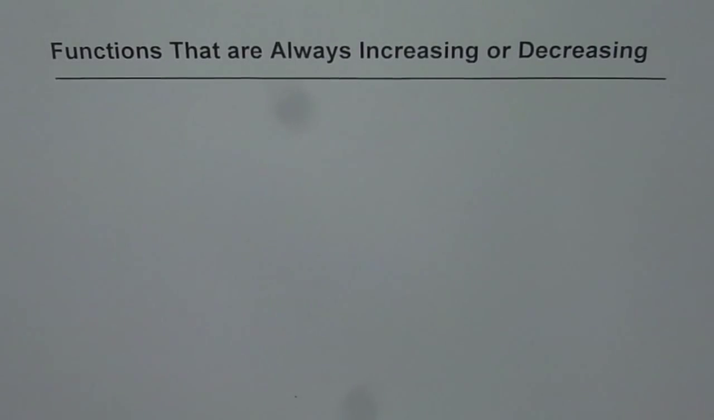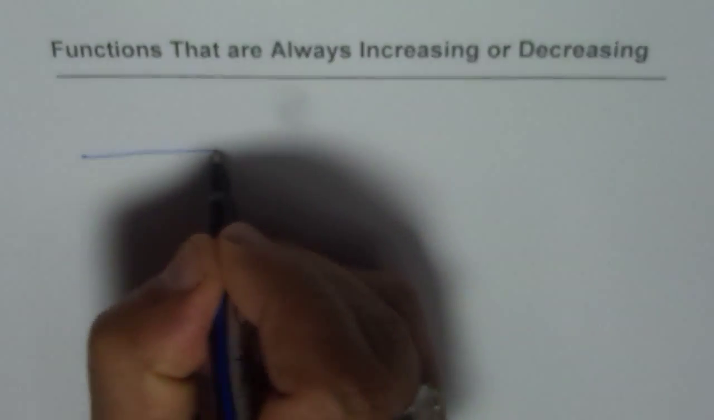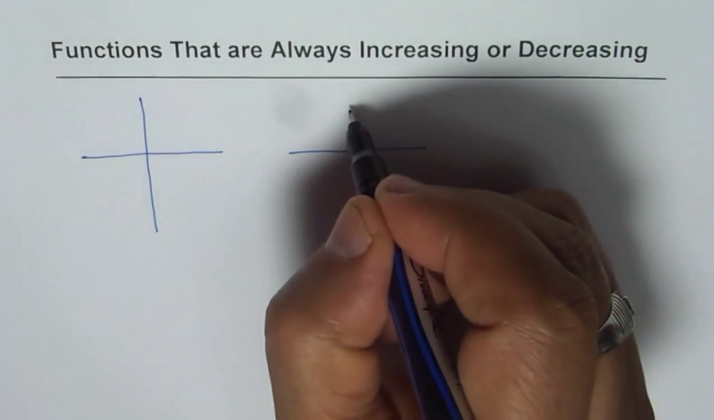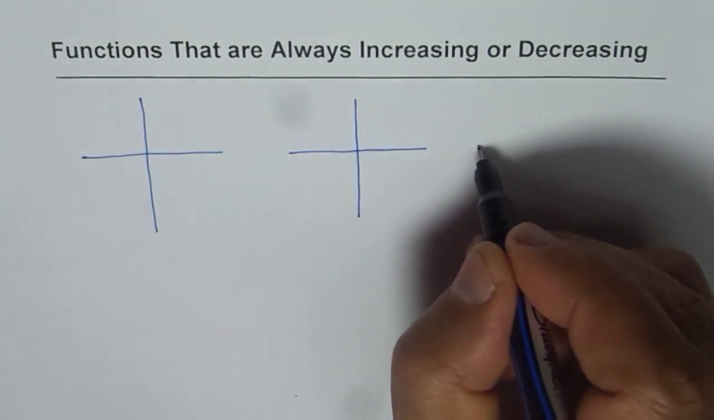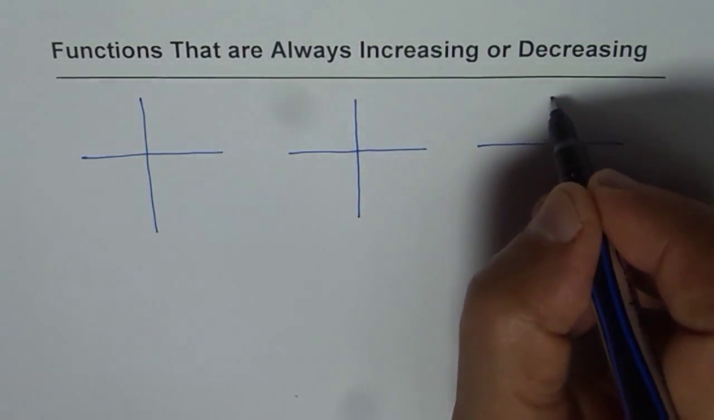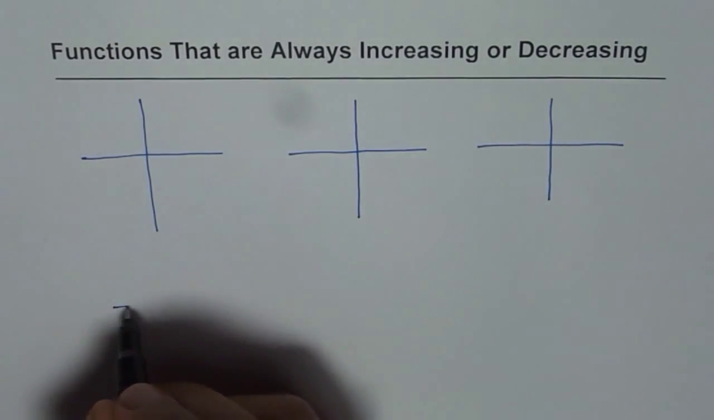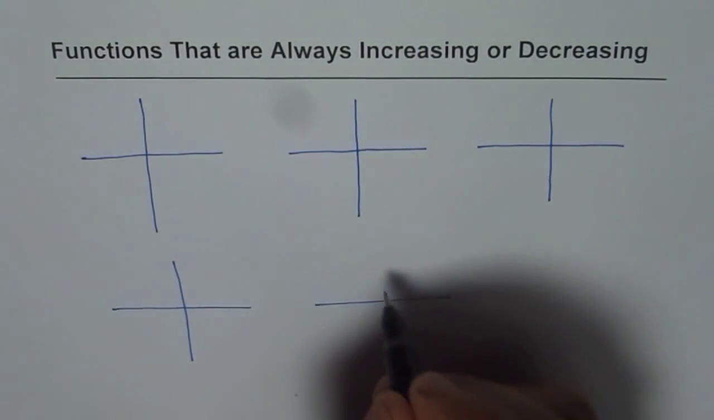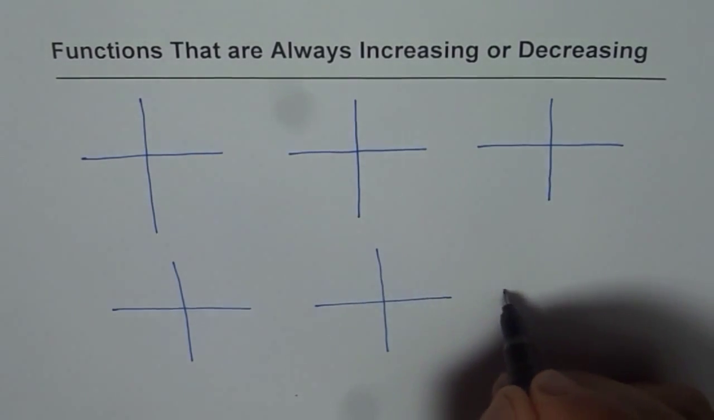I'm Anil Kumar, and in this video I'm going to give you a few examples of functions which are always increasing or decreasing. So let me sketch some for you. Now whenever we look at a function, we are always seeing it as we move from left to right. That is to say, as we move from x value of negative infinity to x value of positive infinity.